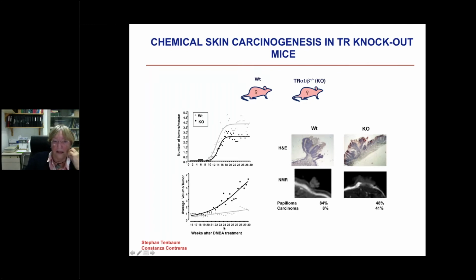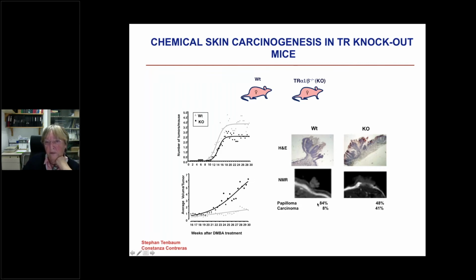However, interestingly, when we look at the tumor growth along the weeks, you can see that the tumors in the wild-type mice grow very slowly. The volume is not very big. However, in the knockout mice, since approximately week 20, these tumors started to grow very rapidly.